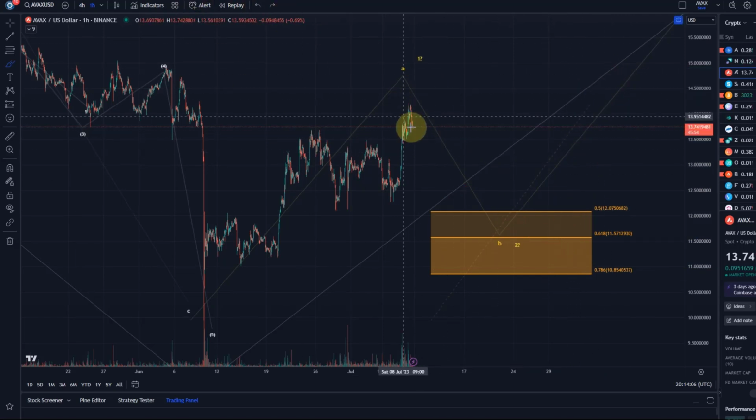First of all, is a local top in place? We talked about the things we need to be looking for. And then if we see a pullback in this zone, it needs to hold either $12 or $12.07, $11.57, very important, $10.85.